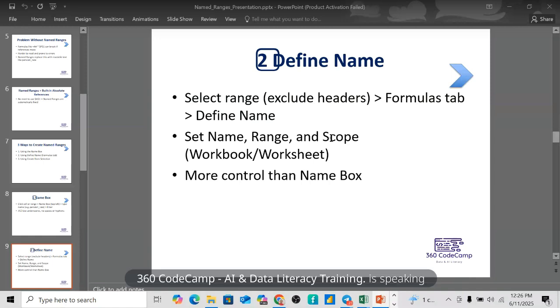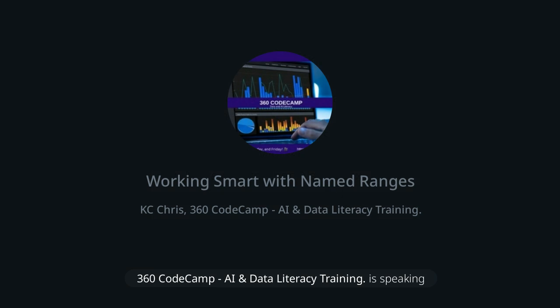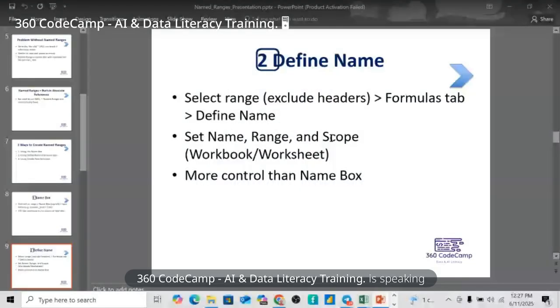Then you go to the formulas tab, then you go to define name. Then you set the name of the range and the scope, whether you want it to be the whole workbook or that particular worksheet. But usually we leave it in the workbook so that you can actually use it in other worksheets. You see it has more control than the name box, the first option that we used. This one has more control because you are assigning a name range to a range of cells rather than just one particular cell.